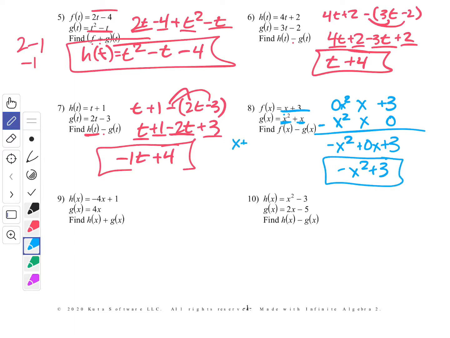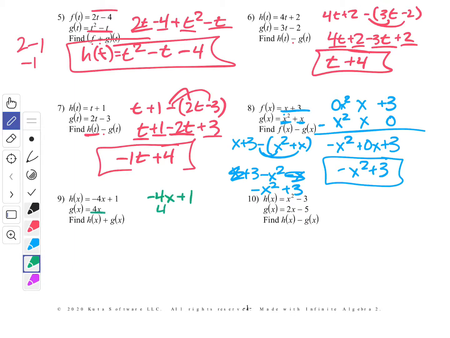Which, if we did it the other way, we can see we get the same thing. The x's cancel, negative x squared plus 3. So, it works either way you do it. Addition is a lot easier. Negative 4x plus 4x is 0x. 1 plus 0 is positive 1, so an answer of 1.